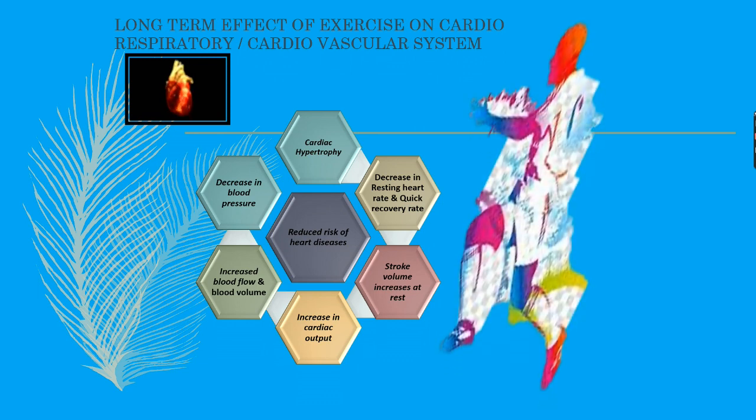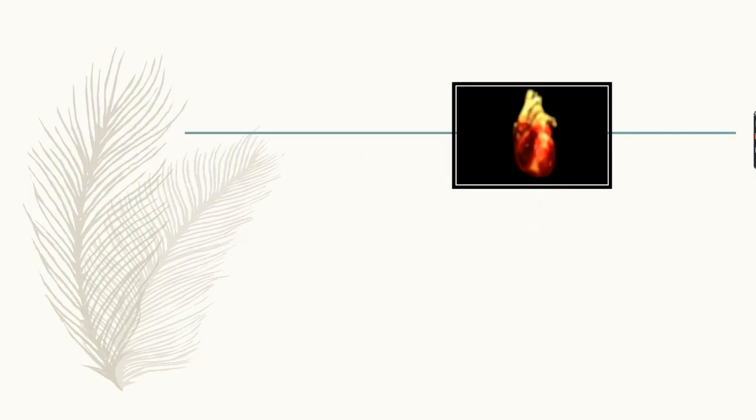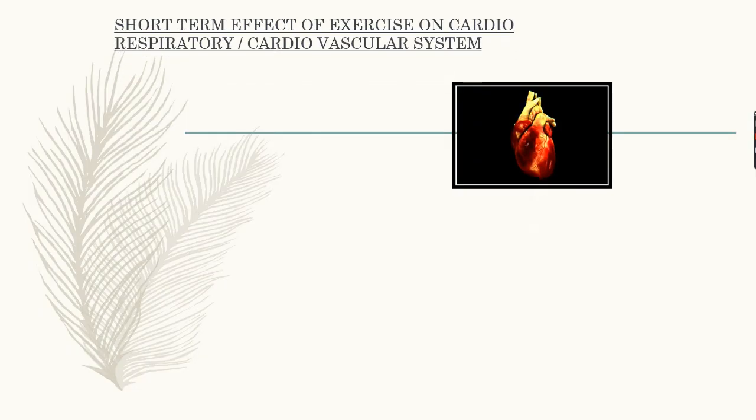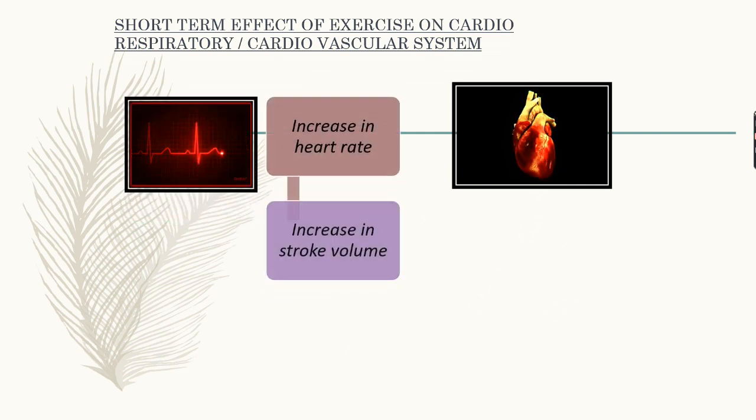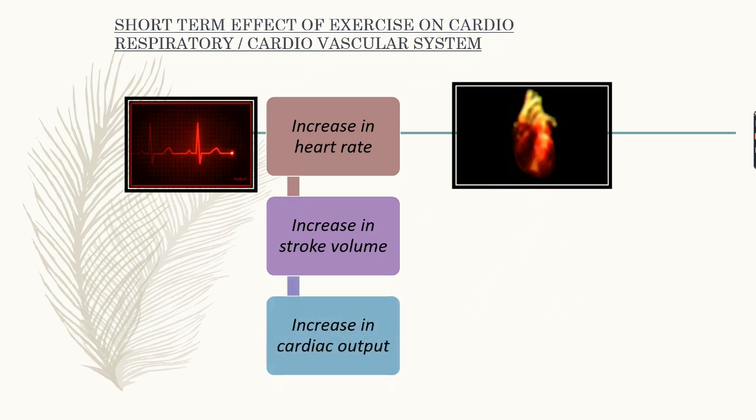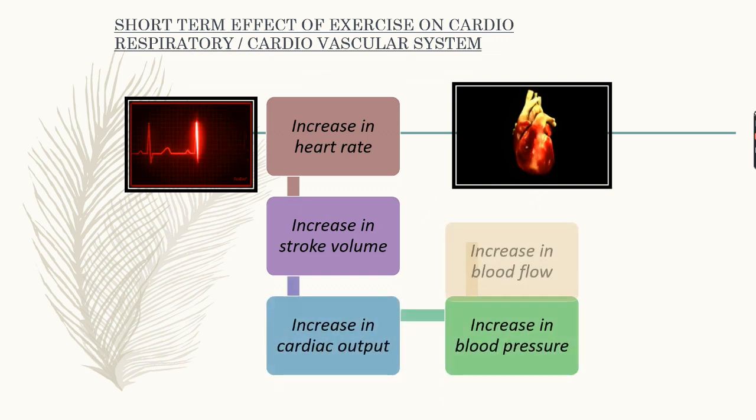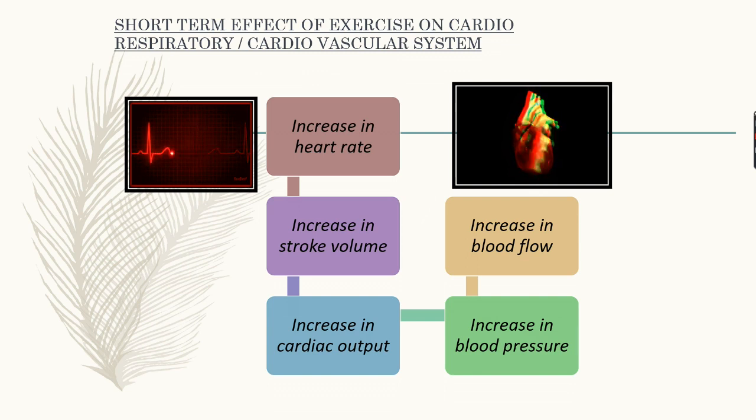Short-term effect of exercise on the cardiorespiratory and cardiovascular system. Increase in heart rate. Increase in stroke volume. Increase in cardiac output, increase in blood pressure. Increase in blood flow. Effect of exercise on muscular system.